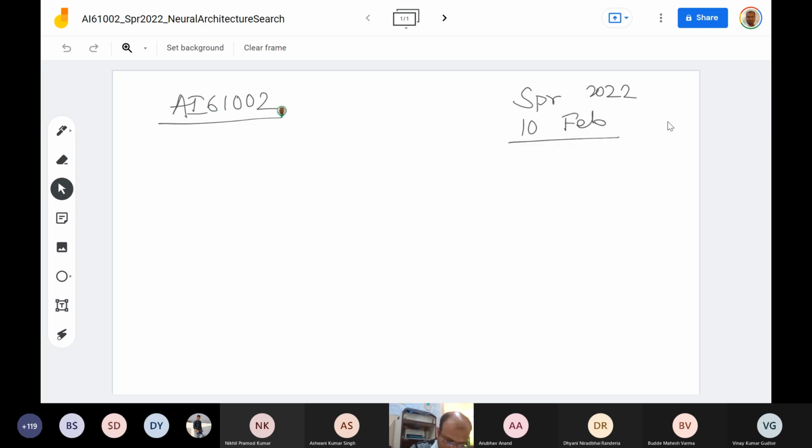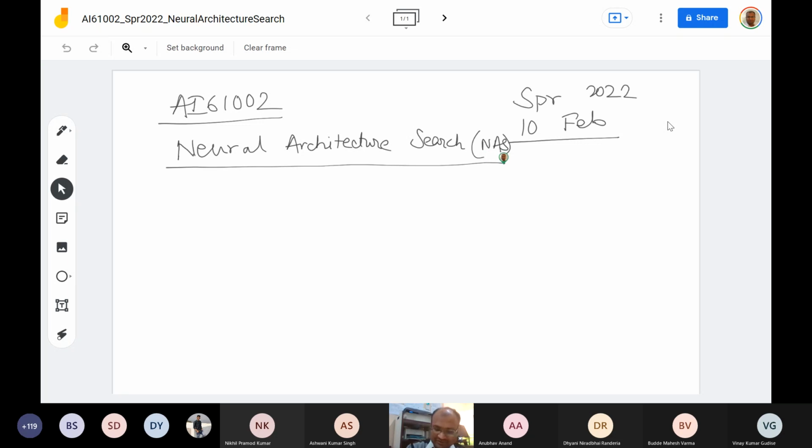So today's topic is called neural architecture search, or NAS for short, not to be confused with network attached storage, which is also a term quite closely related to at least the hardware side of when we create these deep learning models.